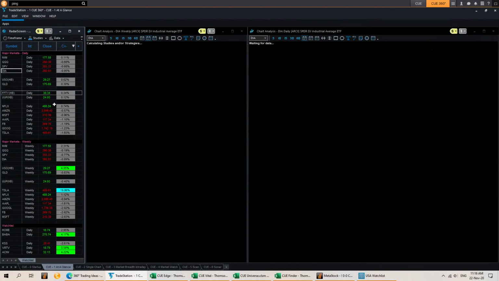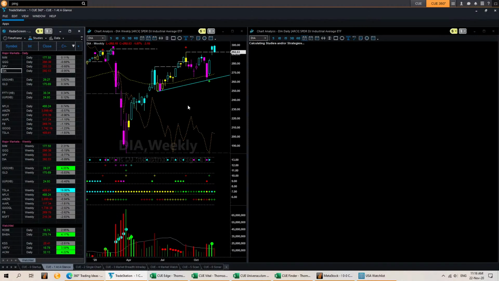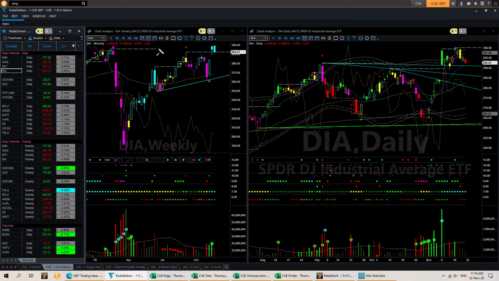What about DIA? In the weekly, it tried to go above the watermark resistance where a bearish headwind came earlier, which could lead to a price drop. It tried to break above that for 2 weeks, but it failed. That is bearish.